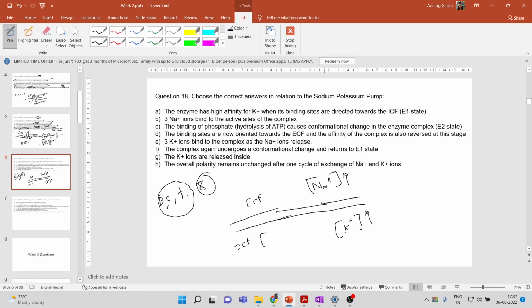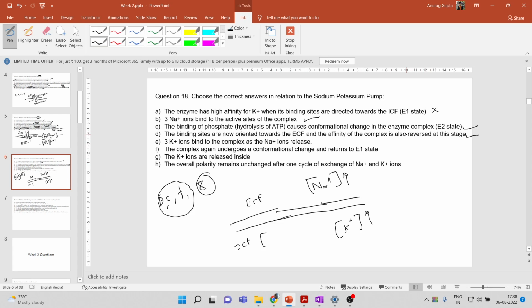So the first option, enzyme has high affinity for K plus when its binding sites are directed towards the ICF. This is a false statement. In the E1 state, the sodium potassium pump has high affinity for sodium ions, not potassium ions. Okay. Then B is 3 Na plus ions bind to the active site of the complex. This is correct. Then the binding site of phosphate hydrolysis of ATP causes conformational change in the enzyme complex. Okay, so this is also correct. The binding sites are now oriented towards the ECF, and the affinity of the complex is also reversed at this stage. So this is also correct.